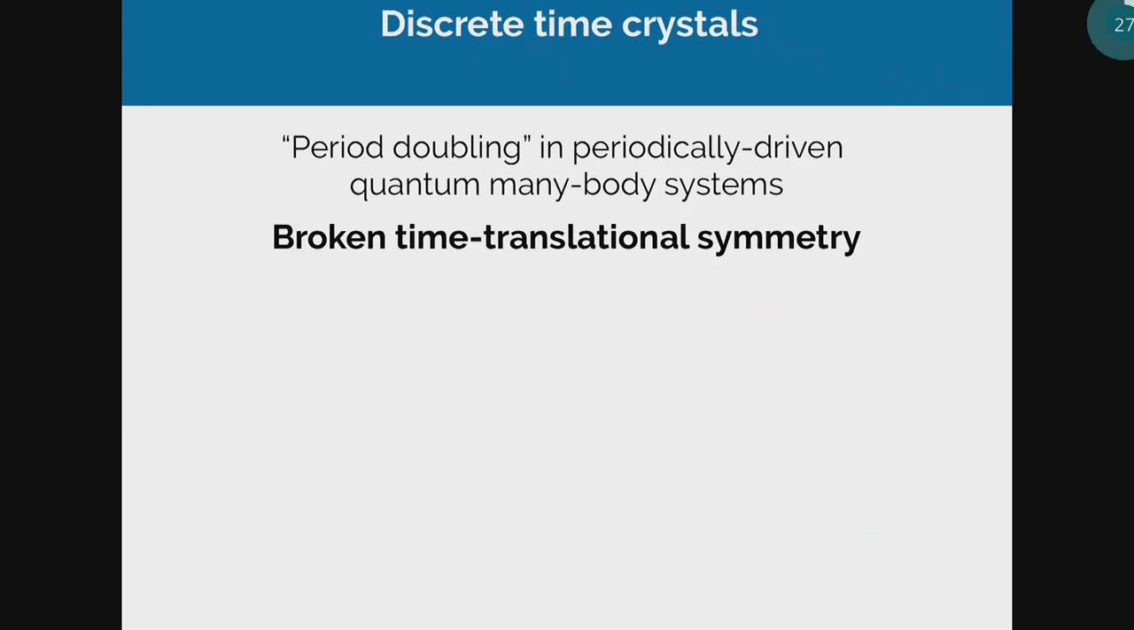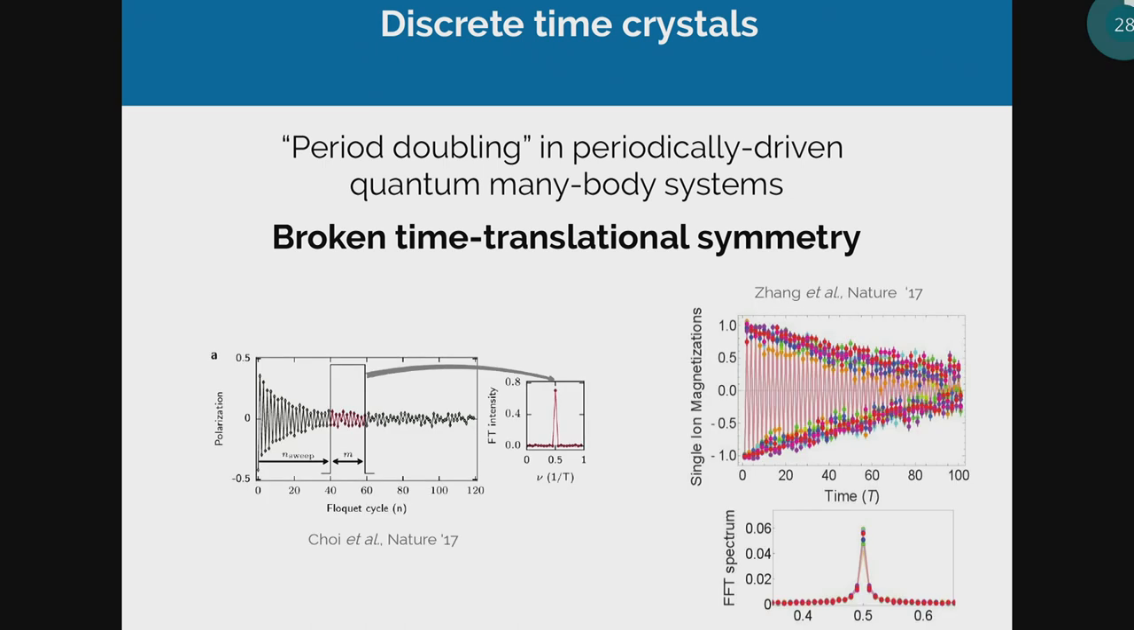Another, maybe even more prominent one, which has attracted a lot of attention recently, is that of time crystals, which even made it to Star Trek, someone told me. In the experiments that have been performed, it is something like a period doubling phenomenon in periodically driven quantum systems, which realizes some time translational symmetry breaking.